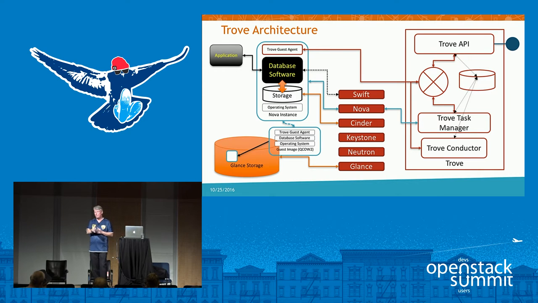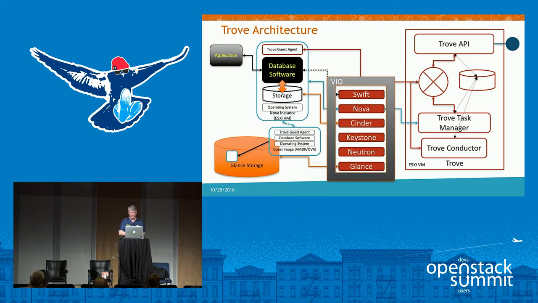And that's key, too. Trove is not in the data plane, I call it. It's control plane only. So the data path is still your favorite database client communicating on the port that's exposed via the provisioning. Now, at a high level, what does this look like when you go to VIO?